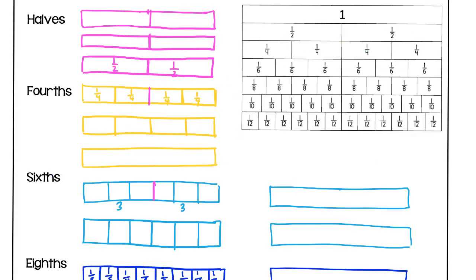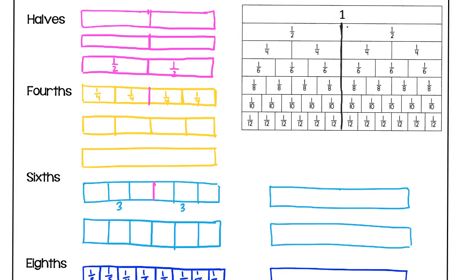Let's look at our bar model pieces. So twelfths. Twelfths, just like half, fourths, sixths, eighths, tenths, and twelfths, can all be split in half. And then on each half, we have 1 piece, 2 pieces, 3 pieces, 4 pieces, 5 pieces, 6 pieces, or 6 twelfths in one half, and 6 twelfths on the other half.